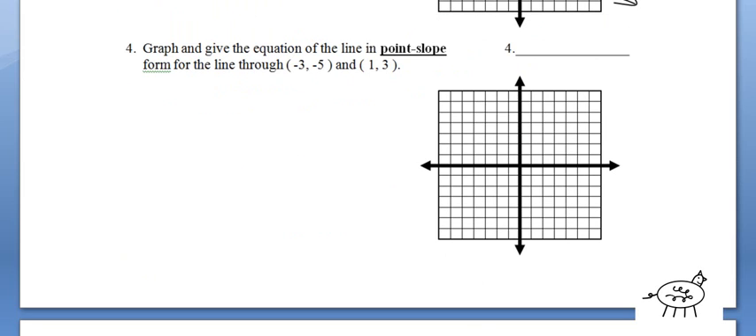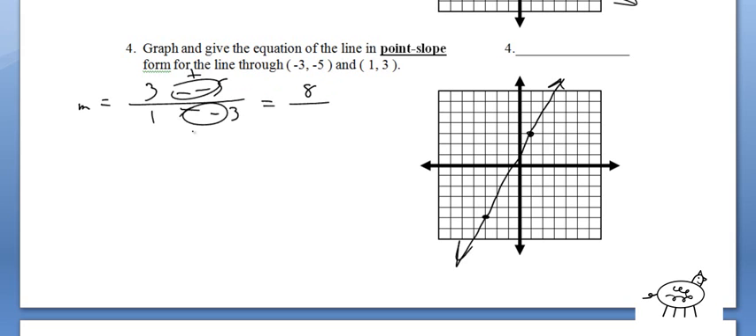All right, number 4, graph and give the equation in point slope form. Now that's really nice if it's point slope form, but let's graph it here first. It's negative 3, negative 5, and 1, comma 3. So that's your equation. Okay, and let's figure some of this stuff out here. So the slope is y2 minus y1 over x2 minus x1. So that's plus, it's 8 over 4, which is 2.